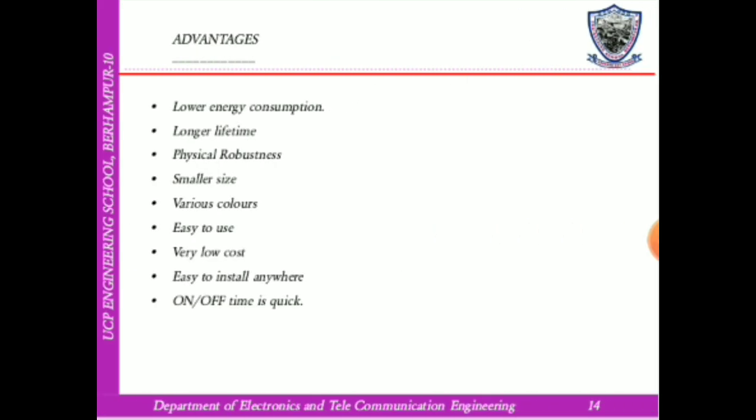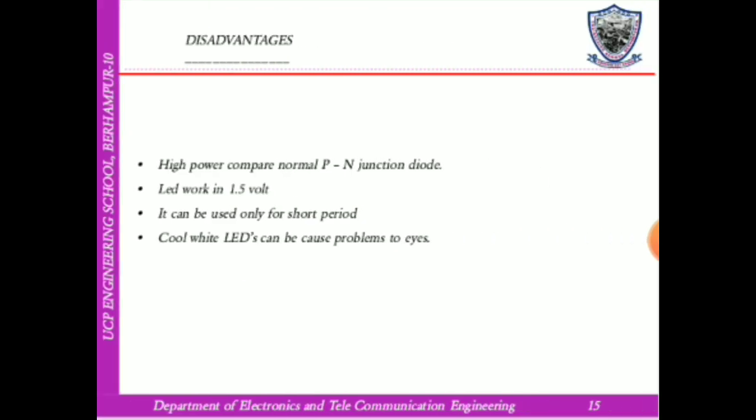Advantages: lower energy consumption, longer lifetime, physical robustness, smaller size, various colors, easy to use, very low cost, easy to install anywhere, on off time is quick. Disadvantages: high power compared to a normal PN junction diode. LED works at 1.5 volt. It can be used only for a short period. Pure white LEDs can cause problems to eyes.